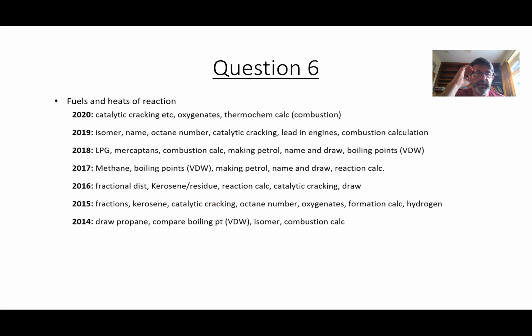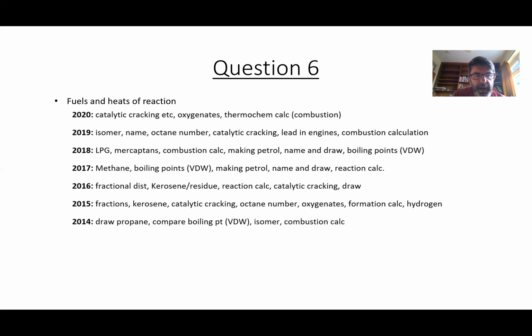This is what has come up in the last few years. So catalytic cracking came up last year, oxygenates, and you also have your thermochemistry calculation. 2019 was isomers, octane number, catalytic cracking. Combustion calculation the year before, you had liquid petroleum gas, you had refractions, you had mercaptans, combustion calculation, boiling points. So there's been a bit of bonding coming in here of recently as well.